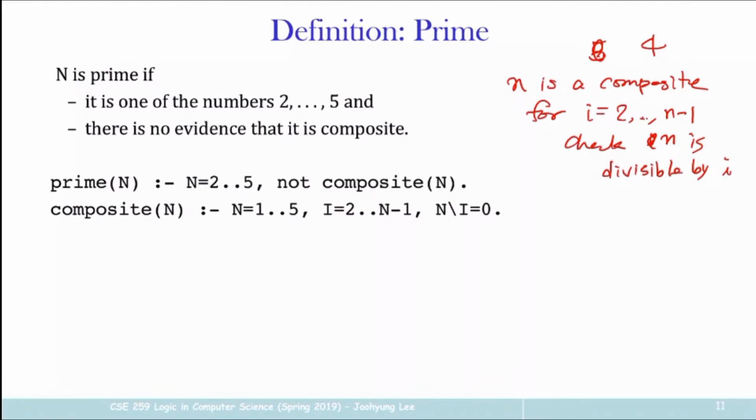Let me repeat. Fix n. I fix n to be 5, okay? Then i ranges from 2 to 4. And this check is doing that 5 is divisible by 2, 5 is divisible by 3, 5 is divisible by 4. If any of them is true, then this becomes true, so 5 becomes composite. If none of them are true, then composite of 5 is false. Okay? And that's the whole code. Think about what you would do to generate prime numbers from 1 to 1,000. How many minutes do you need to solve that problem?